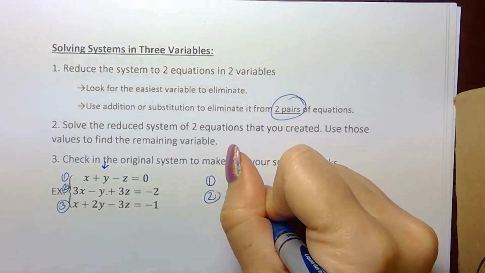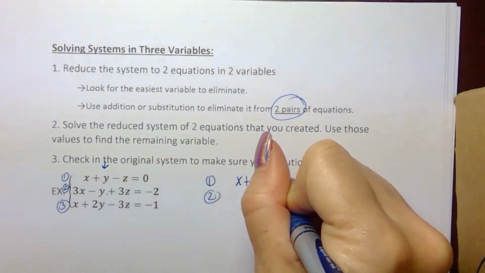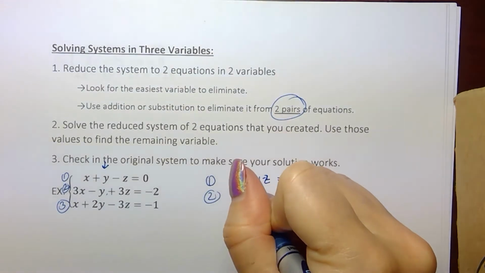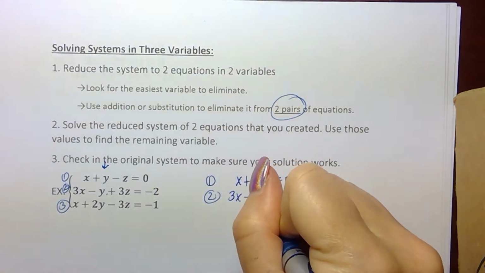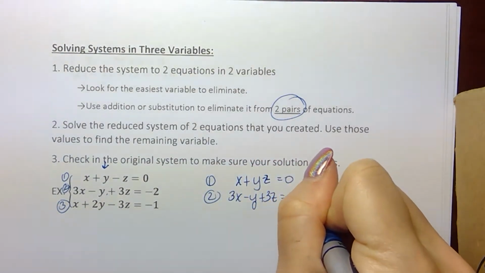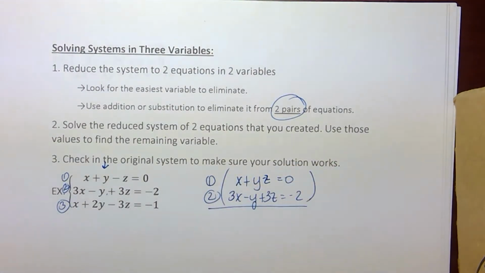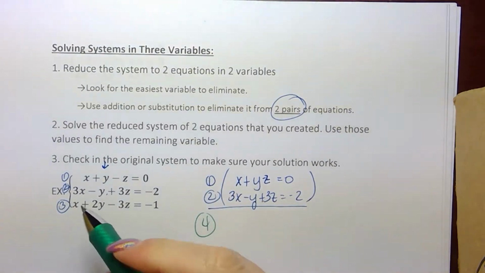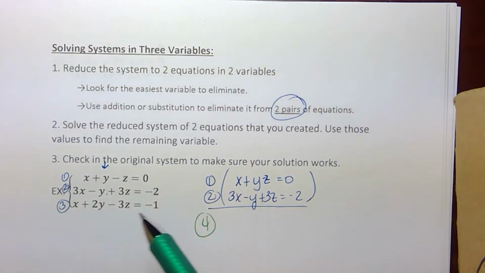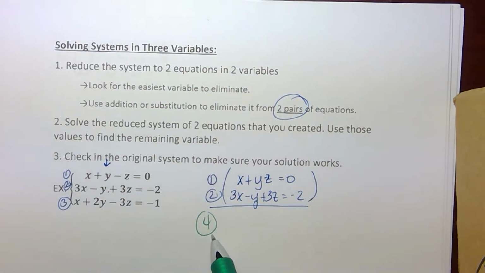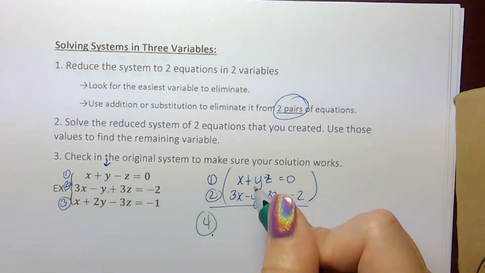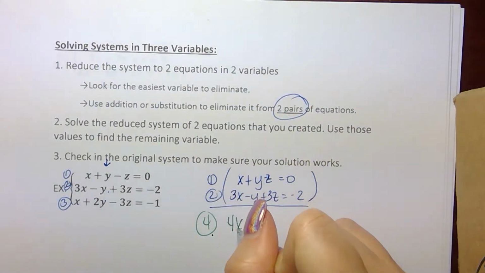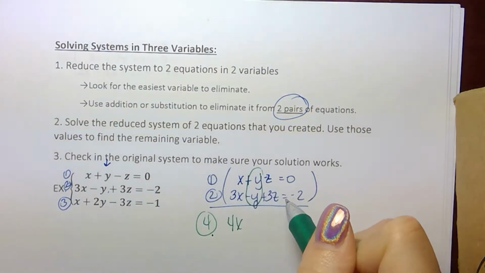So let's come off to the side and let's copy down the first equation and the second equation and add those up to create what is our fourth equation. Because we've got 1, 2, 3 original equations in the system, we're creating a fourth equation. This fourth equation is going to have only 2 variables because we're eliminating the y. X and 3x is 4x. My y's add to 0, that was my goal.